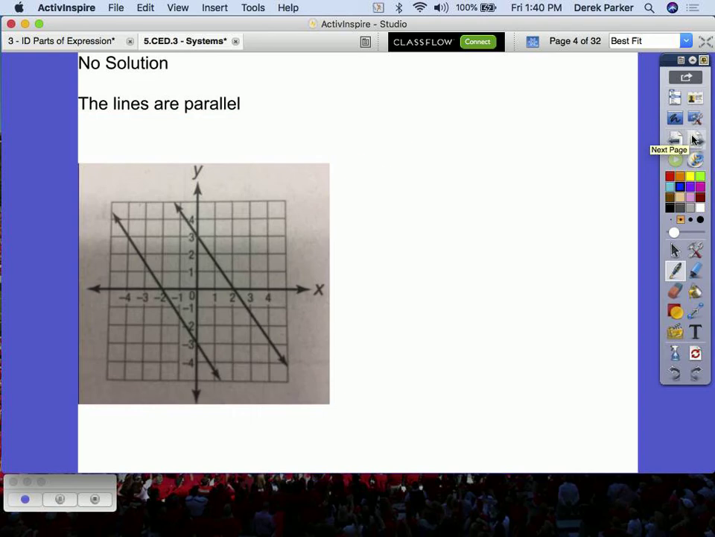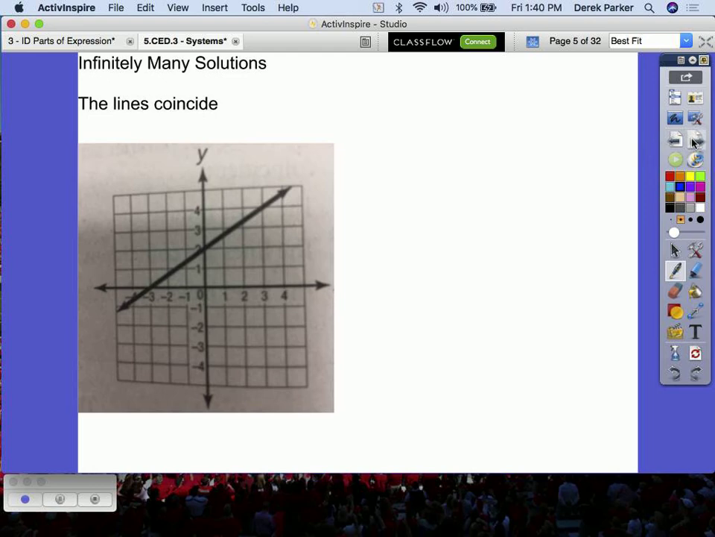The lines are parallel. That means no solution. None at all. They never meet. They go forever and ever without ever touching. And then the lines coincide, infinite solutions. That means the equations are the same. They might not look like it when you first get started, but they are identical. And so they will be right on top of one another because the lines coincide.